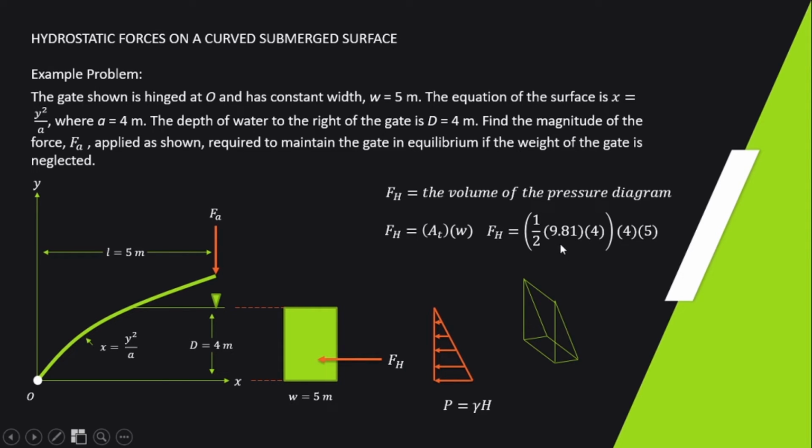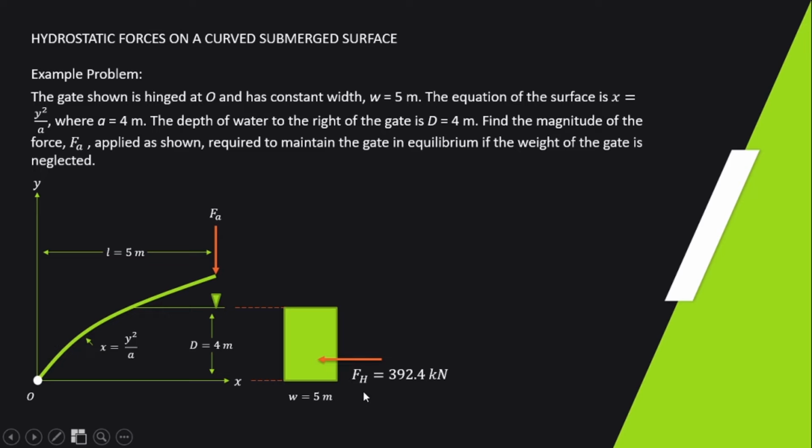So, substitute. So, meron tayong 1/2 times 9.81 times 4 ulit, times 5 meters na width. So, makukuha pa din natin is 392.4 kilonewtons. And dapat same lahat sila, kahit anong solution, sa solution 1, calculus, and even sa pressure diagram, dapat same lang. So, ginagawa lang natin yan para ma-check na tama yung solution natin. Ito ang gagamitin natin na horizontal component of the hydrostatic force na 392.4 kilonewtons.